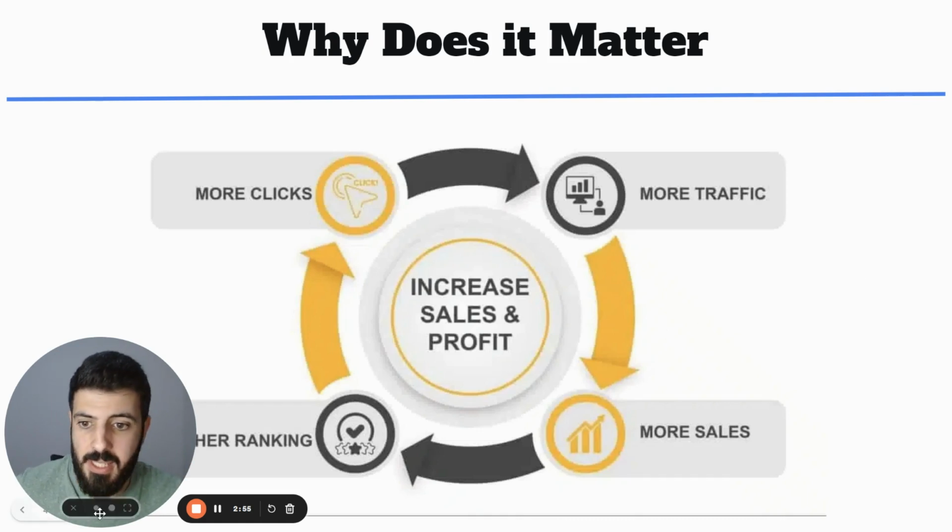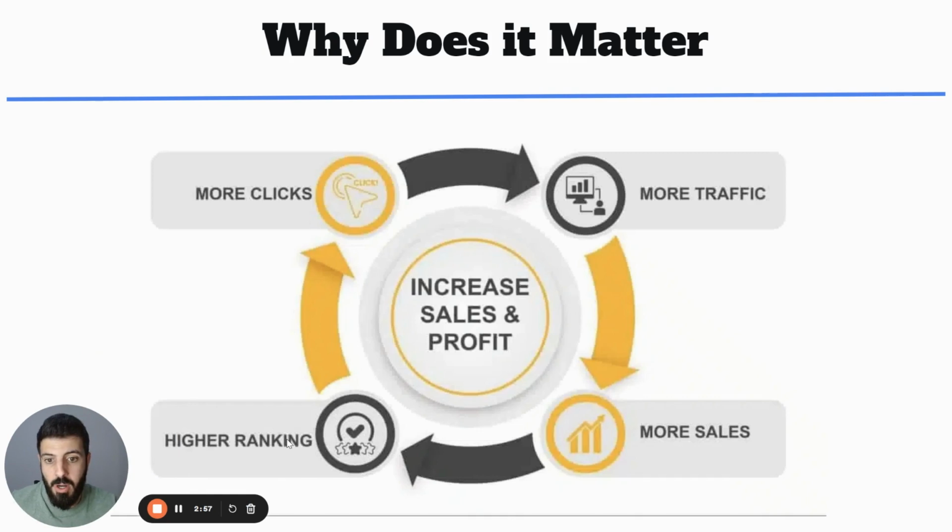More sales means a higher rank. Amazon will reward you because you are making more sales, so it will rank you higher. When you rank higher, you get more clicks. When you get more clicks, you get more traffic. And when you get more traffic, you get more sales. So you want to get into this loop as quickly as possible. And Amazon listing optimization is the first step in doing that.